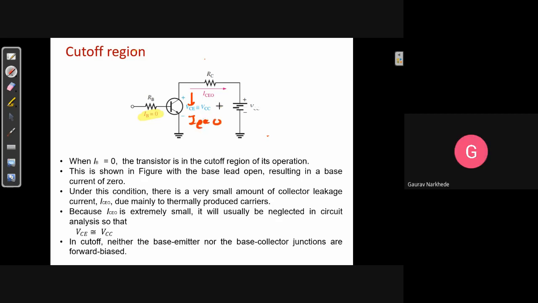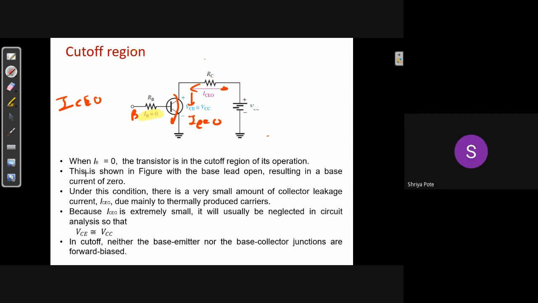Zero. So there is a very small current which is flowing due to minority charge carriers, right? And that current is called ICEO, right? And the direction of the current is not like this. The direction of the current is from collector to emitter, right? So this means current is flowing from collector to emitter, and what is open? The base is open. Understood?